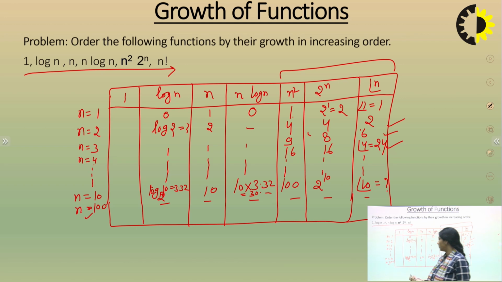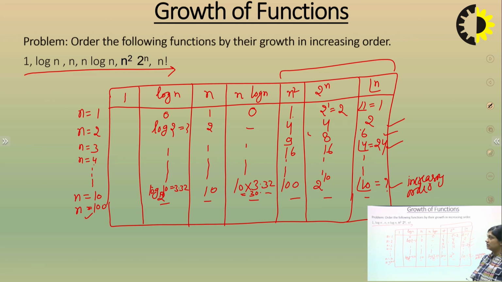If n equal to 10, then the value is 3.32. Next is 10, which is bigger than 3.32. Next is 30 point something, that is also greater than 10, greater than the previous one, and log n, and 2 to the power 10 is also greater than n square, and factorial 10 is greater as compared to 2 to the power 10, means all are in increasing order. Right?